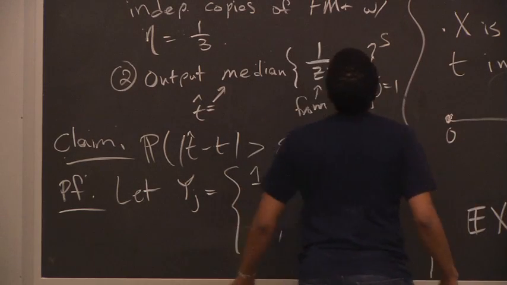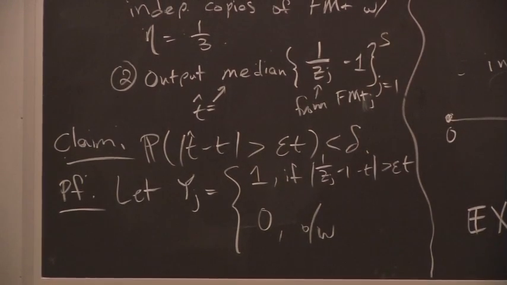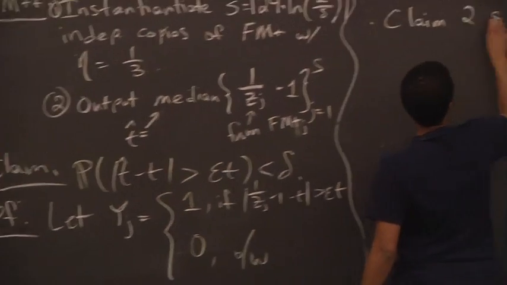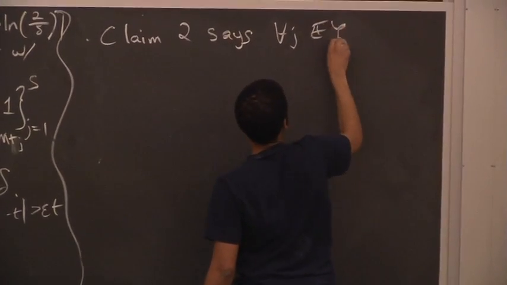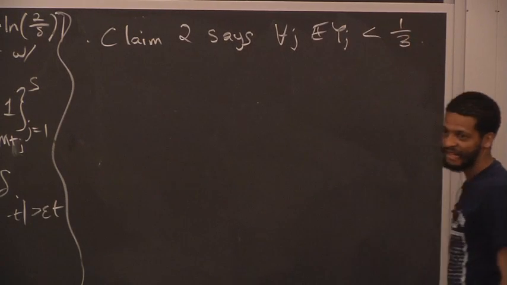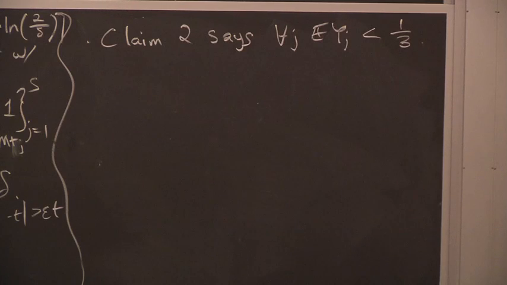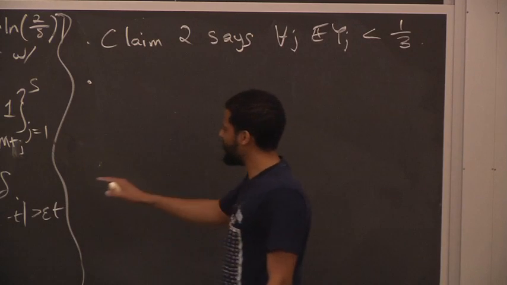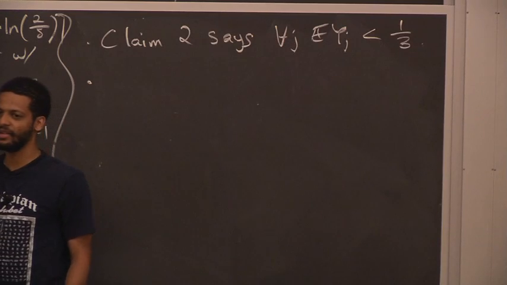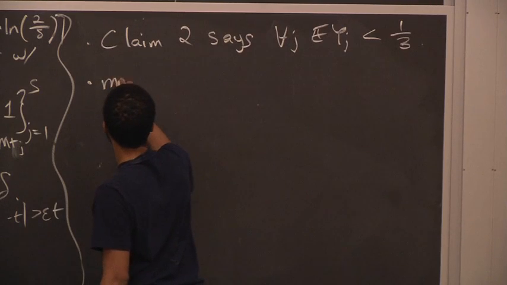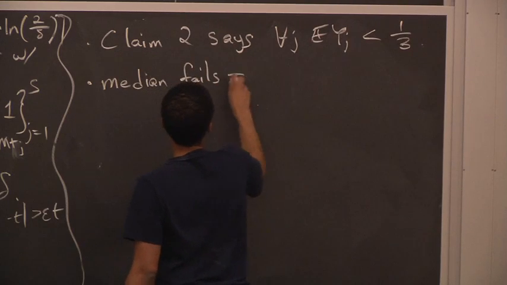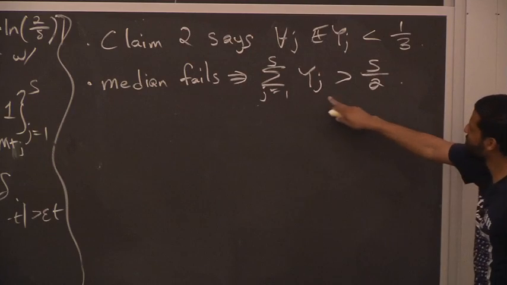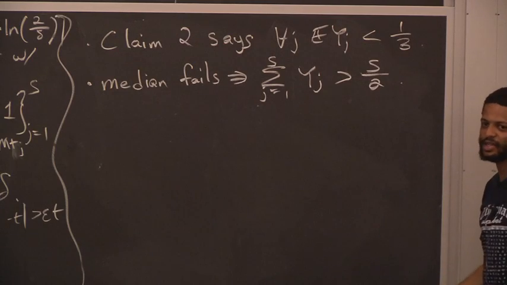Now, what do we know from claim 2? Claim 2 says that for all j, the expectation of yj is at most a third. The expectation of yj is the probability that the jth copy failed. That's at most a third. So for the median to be a bad estimate, it means that strictly more than half the copies failed. So median fails implies that the sum from j equals 1 to s of yj is bigger than s over 2. But the expectation of this sum is s over 3, so it had to deviate from its expectation by quite a lot.